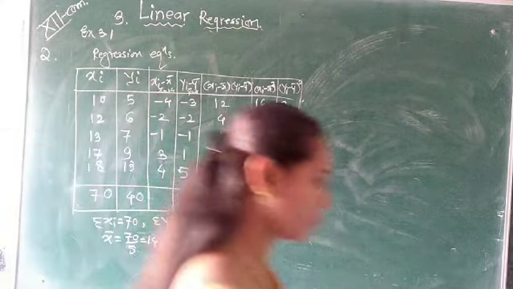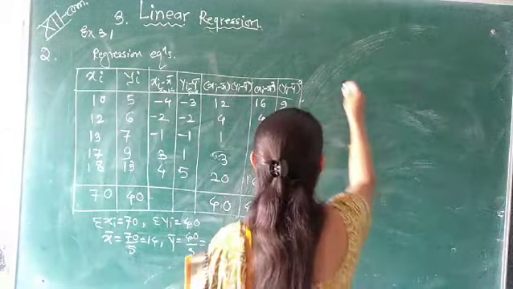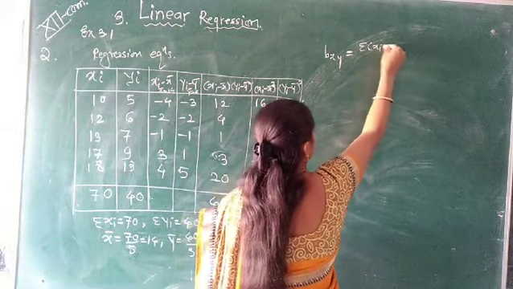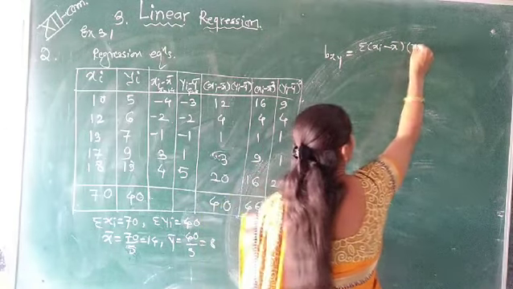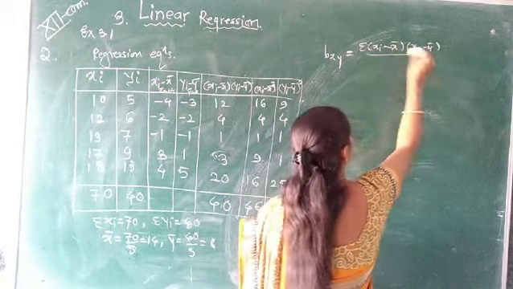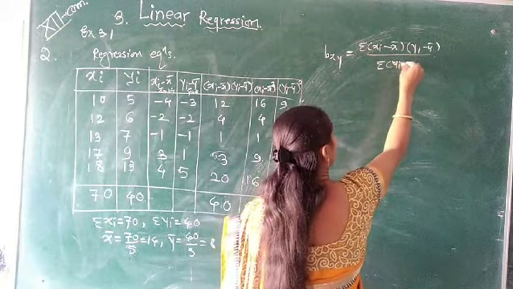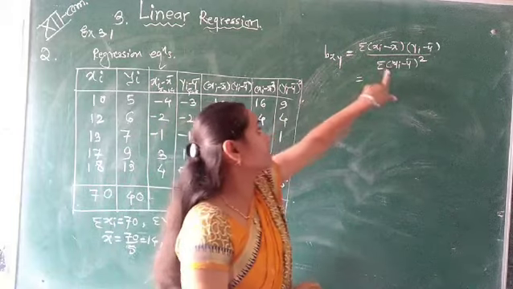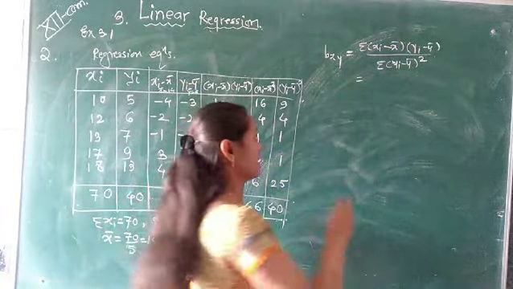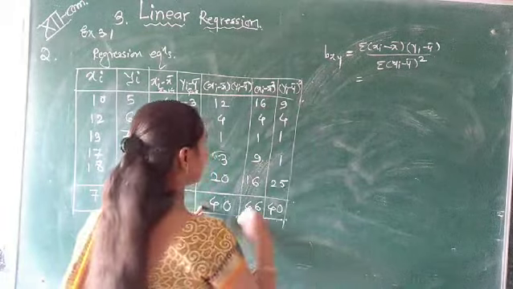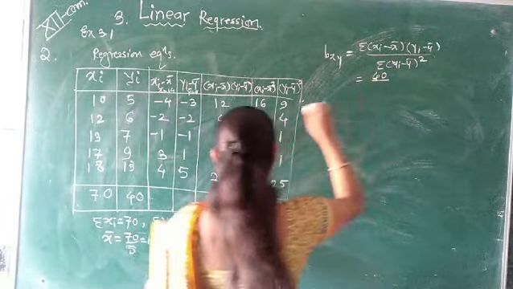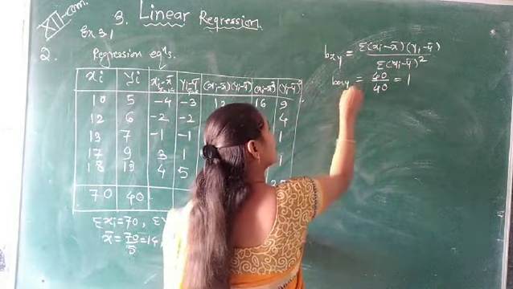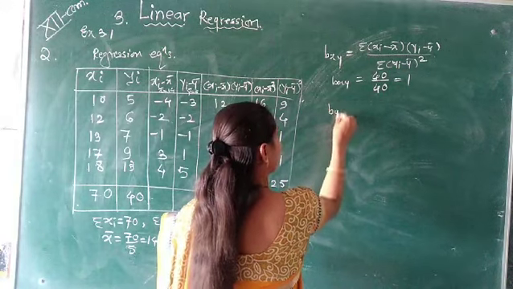Now first we are going to find the bxy and byx. First find bxy, that is summation xi minus x bar into yi minus y bar divided by summation yi minus y bar square. Here at the end it is y, so divide by the square of y. If it is x, take the x value. Summation xi minus x bar into yi minus y bar came to 40, divided by summation yi minus y bar square, again it is 40, which is equal to 1. bxy is equal to 1, and now find byx.